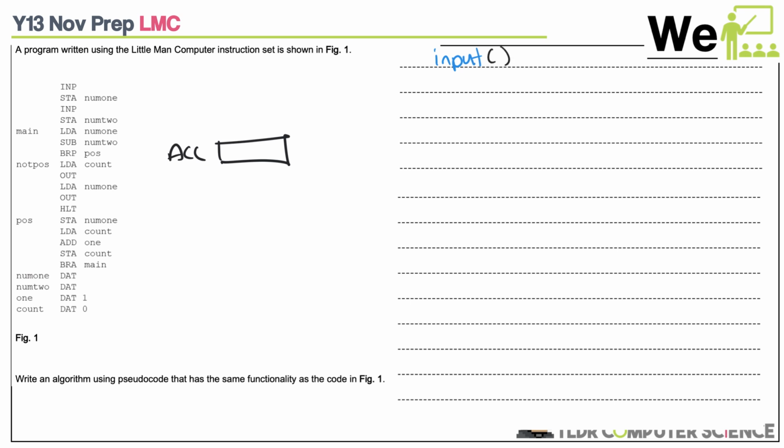Store it in a variable, which is the next thing. STA num1, it says store it in num1. So if I say something like num1 equals, right? It will take in whatever the input is and store it in the variable num1.